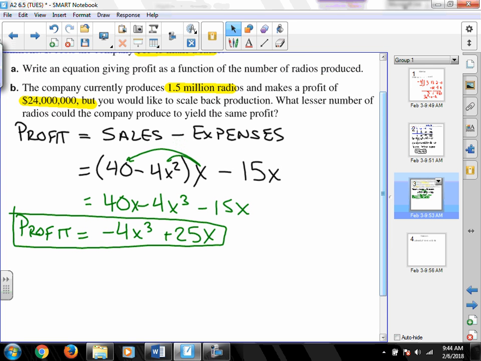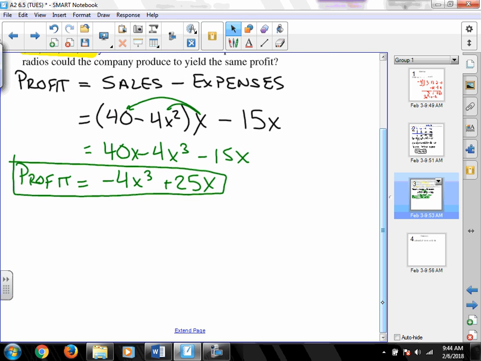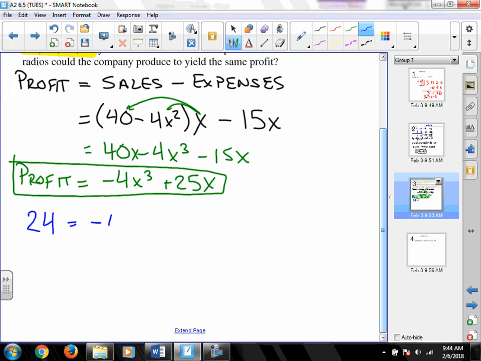Okay, now that we have our profit, looking at B, what is our profit? 24 million. But be careful. Everything we're working with is in millions, so we're going to get rid of some zeros. So we're just going to let our profit be 24. That's going to be equal to negative 4x cubed plus 25x.